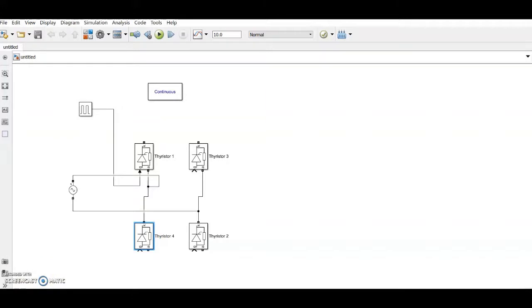We'll complete the circuit now. We had brought current measurement, voltage measurement, then a scope, then an RL series element. We'll connect it through the current measurement device. We'll connect it to the load. Okay, this to the load.